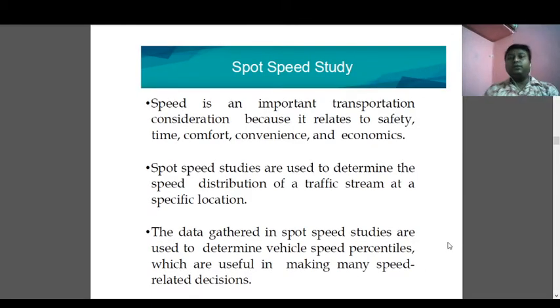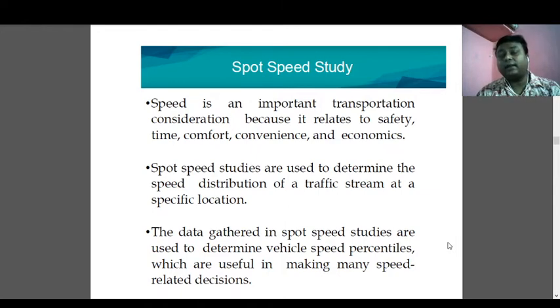Next we will go into a deeper study of the spot speed study, because spot speed is one of the vital factors we have to analyze during the construction of any road, since speed is an important dynamic factor. When we discussed road users and vehicle characteristics, we saw that traffic characteristics are of two types: one is static, one is dynamic. And in dynamic, the vehicle speed is one of the prominent and predominant factors.